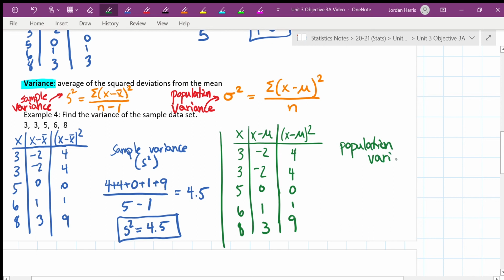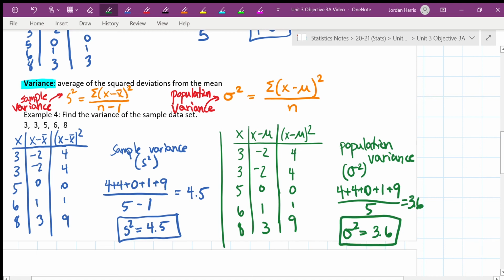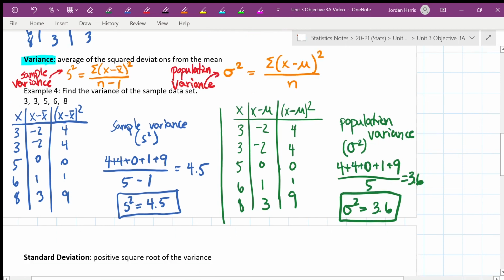So population variance, remember that is sigma squared. Add them all up. Divide by how many there are. Okay, I get 3.6. So sigma squared, my population variance, is 3.6. The type of data matters on this one big time, because not only is the variable changing, the formula is now changing as well.